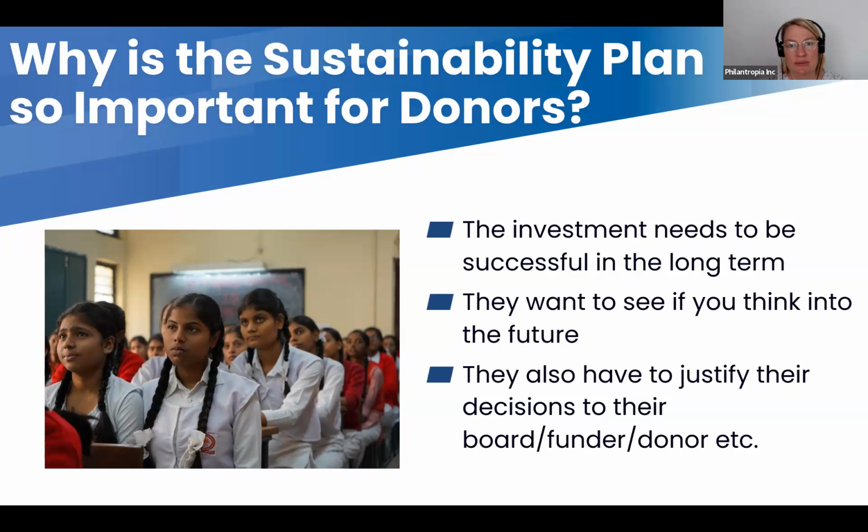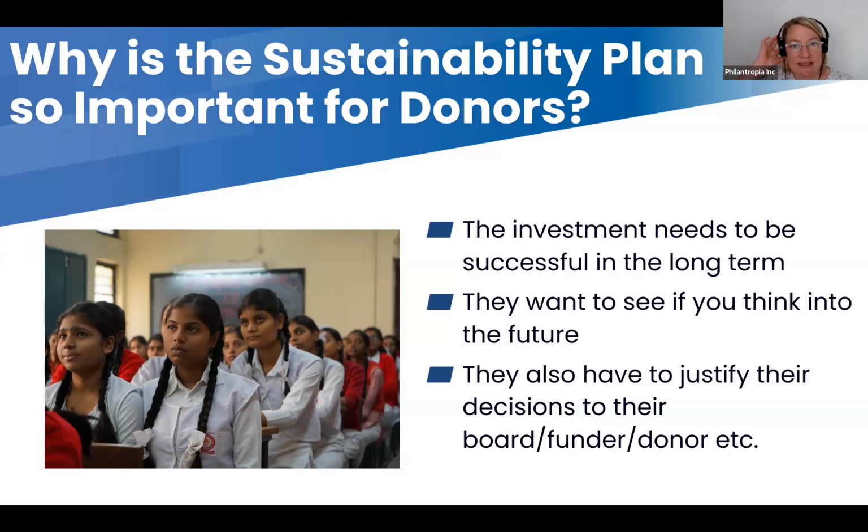So if you have a great sustainability plan and if you can show them how you want to do this, how you can manage to be there long term, that is going to be a very convincing argument, because then they will get a return on their investment, which will be that the situation for the beneficiaries, for the people you work with, will change in the long term and sustainably. And that's what they do want.